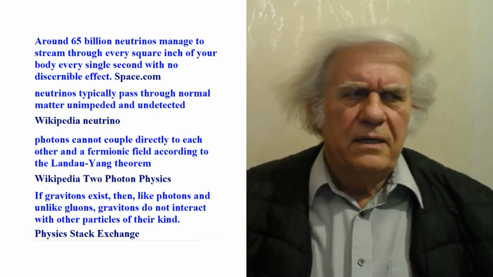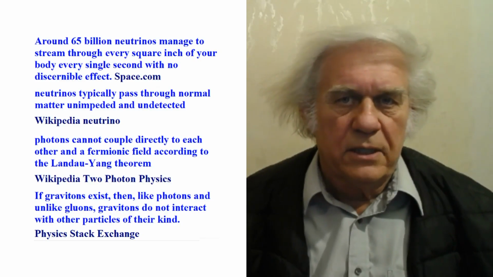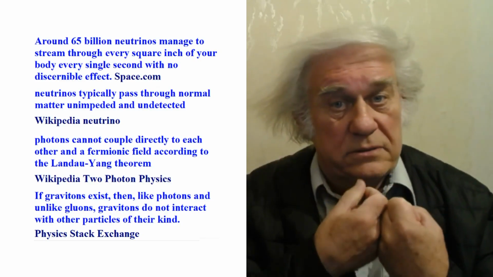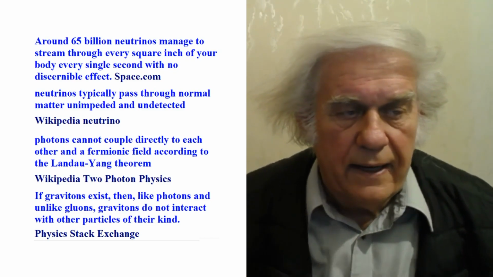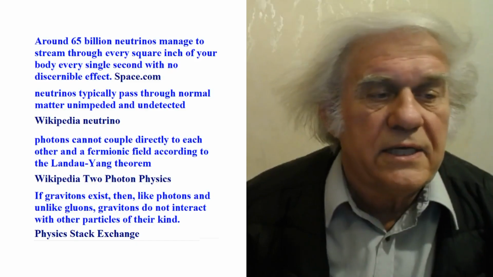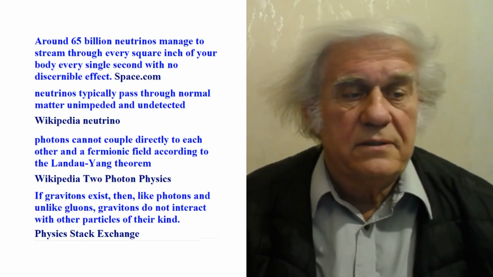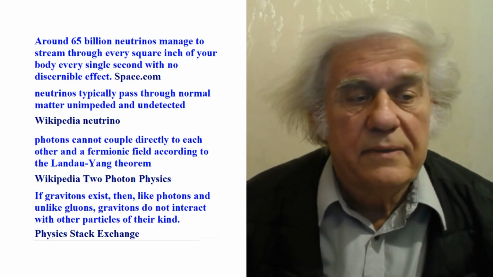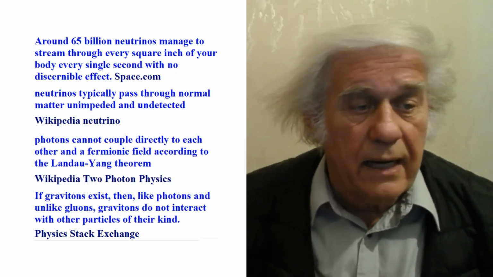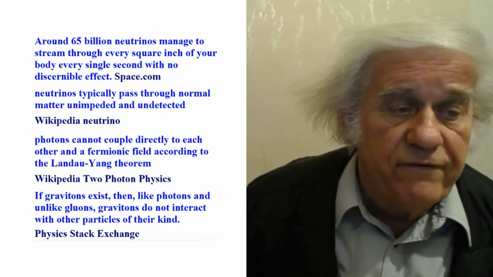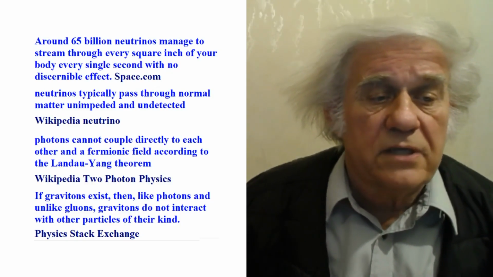Nobody says, hey, how can that possibly be? How can neutrinos go through things and not touch them? You have a little ball going through another ball, right? And they go right through it. Nobody questions that. Photons cannot couple directly to each other in a fermionic field, according to the Landau-Yang theorem. So photons also go through things. How about the gravitons? They exist then like photons, and unlike gluons, gravitons do not interact with other particles of their kind.